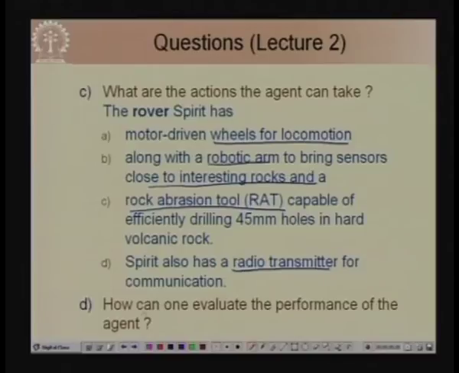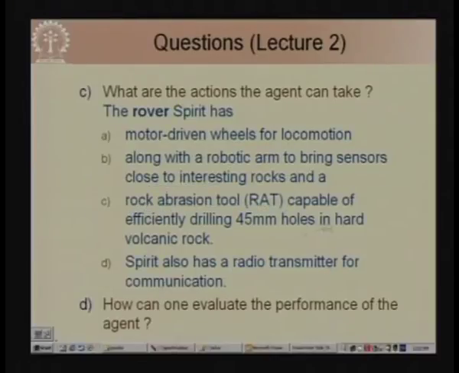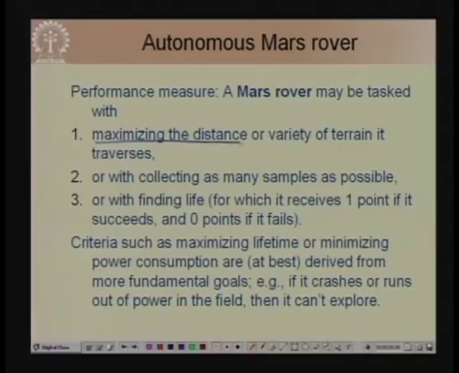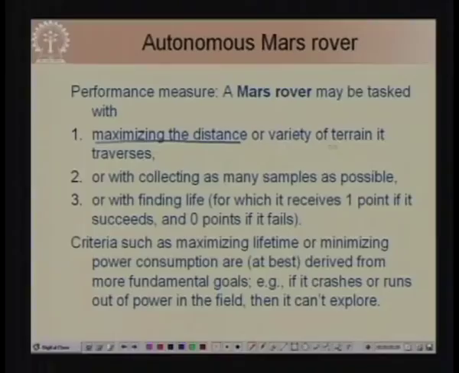The final question was, or rather question number D was, how can one evaluate the performance of this agent? Now, let us look at the possible performance measures that we can design for this agent. A Mars rover may have the task of maximizing the distance that it has traversed, or the diversity of the exploration that it has carried out, or the variety of terrain that it has traversed.